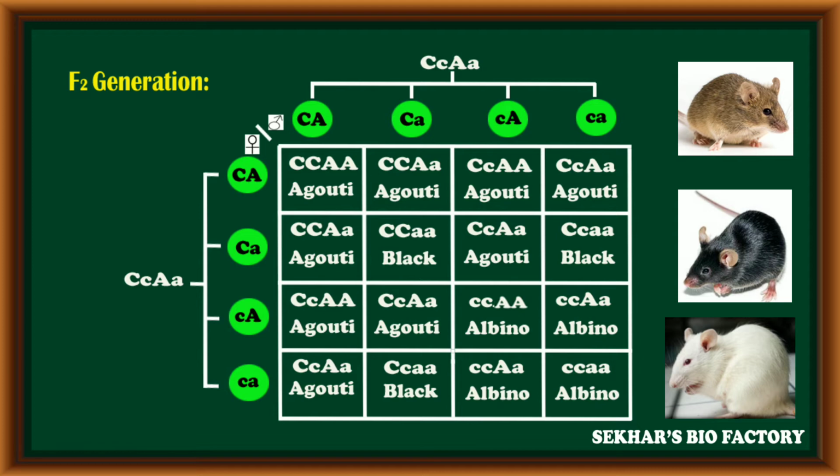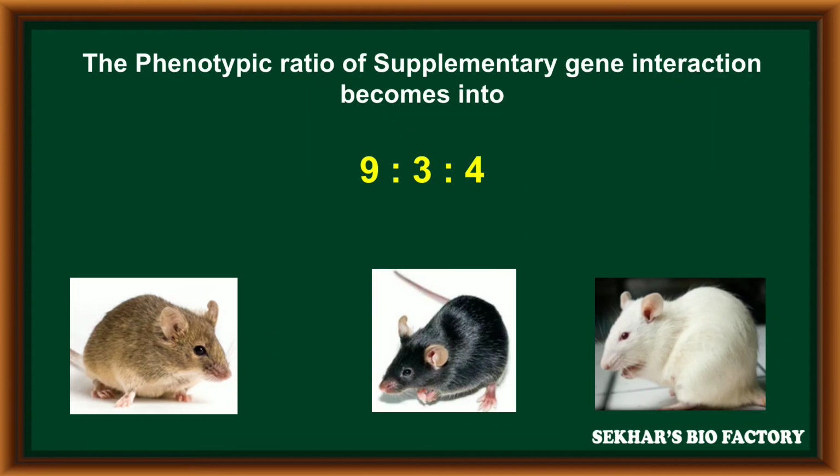Out of 16 individuals, 9 individuals are with the agouti coat, 3 individuals are with the black coat, and 4 individuals are with the albino coat. In this way, we get the F2 generation. The phenotypic ratio of supplementary gene interaction becomes 9:3:4.